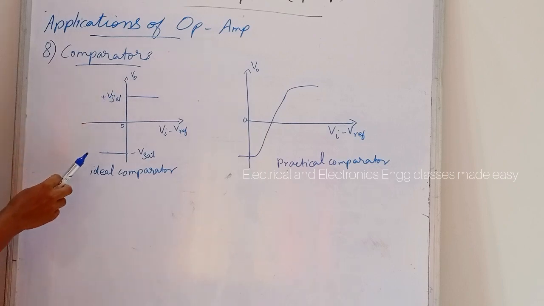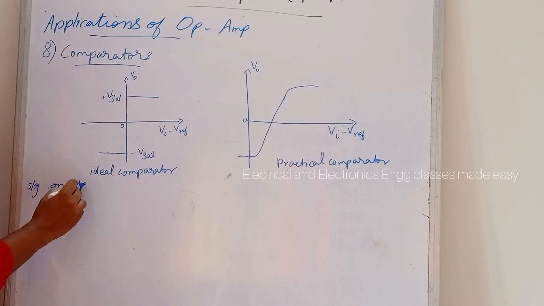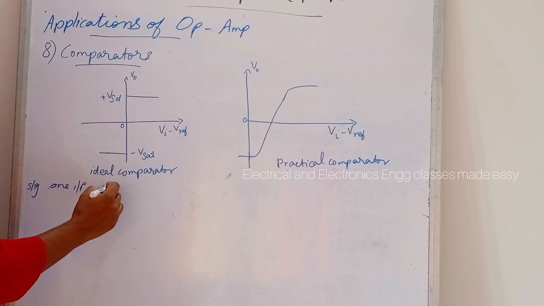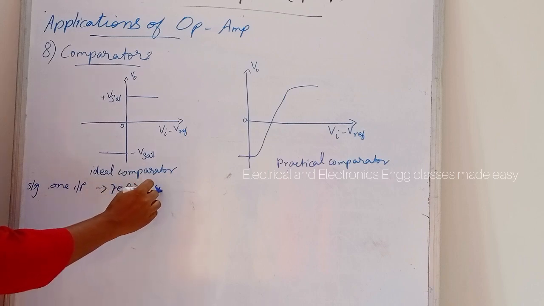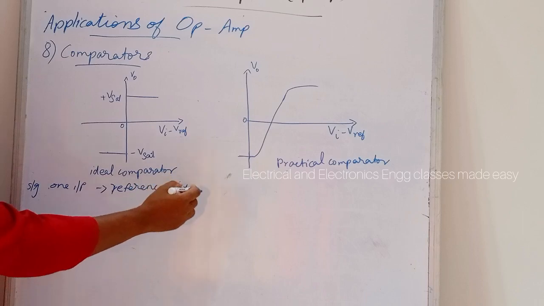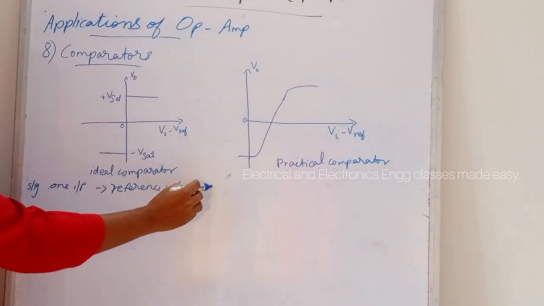Next is comparators. A comparator is a circuit which compares a signal voltage applied at one input of an op-amp with a reference voltage at the other input.